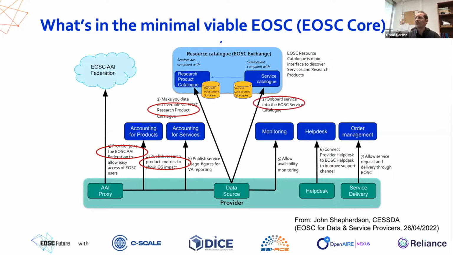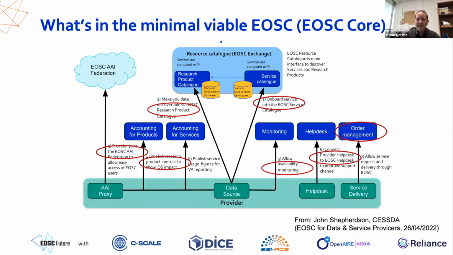Also, all the catalogs that have to do with research products and services. We have also those elements related to monitoring, which are very important for those providing services and generating resources that are also made available in EOSC. We have obviously the help desk, and we are now contributing to part of this as well. And finally, things that have to do also with the order management.